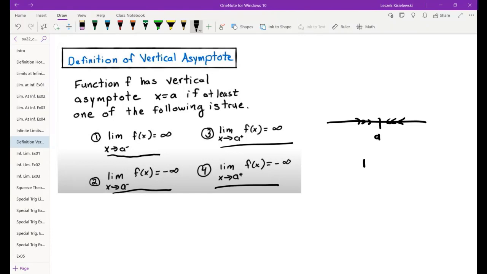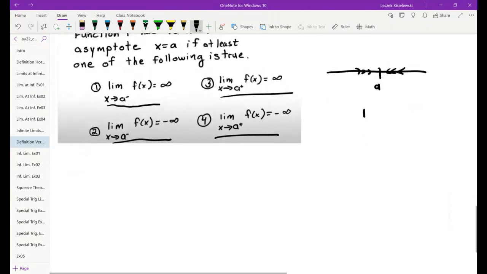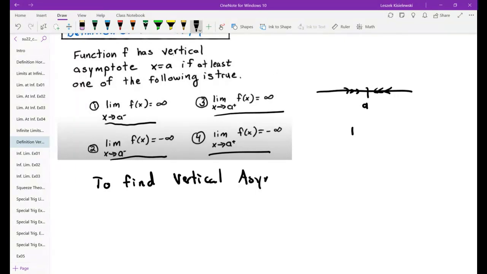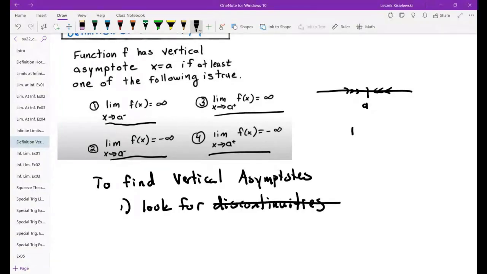So when asked if we have a vertical asymptote for a function, you want to look for discontinuities. I shouldn't use that word. Hold on. To find vertical asymptotes, number one, look for discontinuities, as I said, but maybe that's a bad word for now. So instead, let's say look for where the denominator is 0.